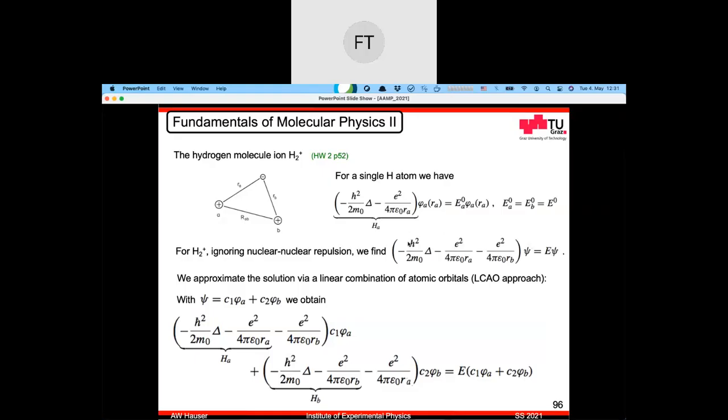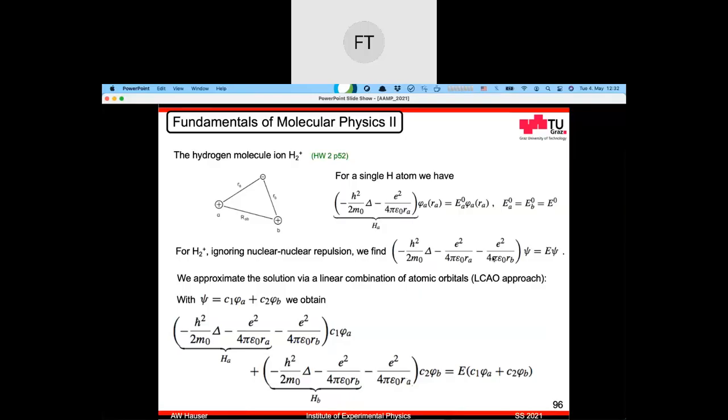In the case of having the electron now placed in the field of both of the nuclei, kinetic energy and the two potential expressions, 1 over r_A, 1 over r_B. And the idea now, and this is a very prominent and very useful idea, is to say that we can probably get a reasonable ansatz for our electronic wave function in this specific case by making a linear combination of the atomic orbitals.